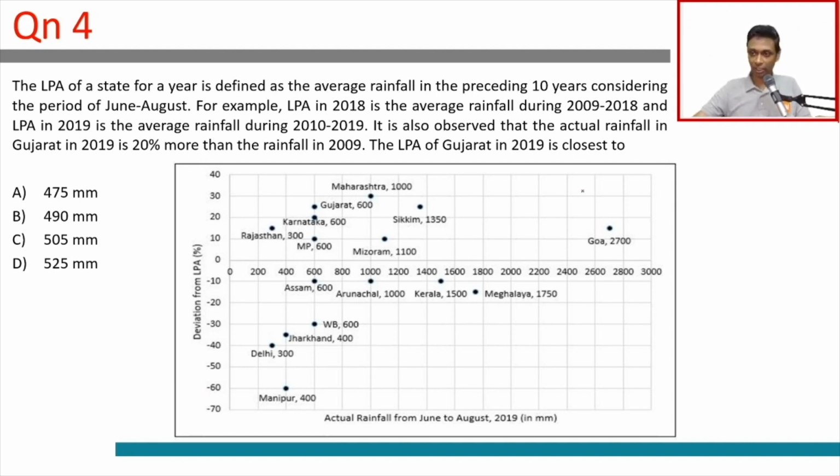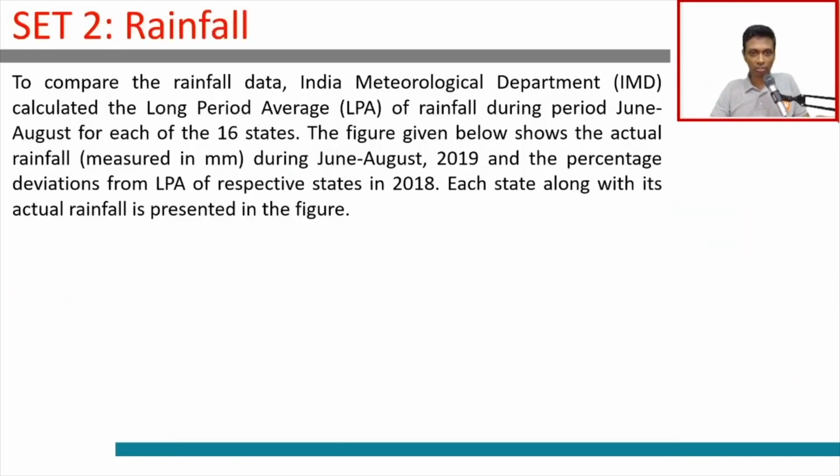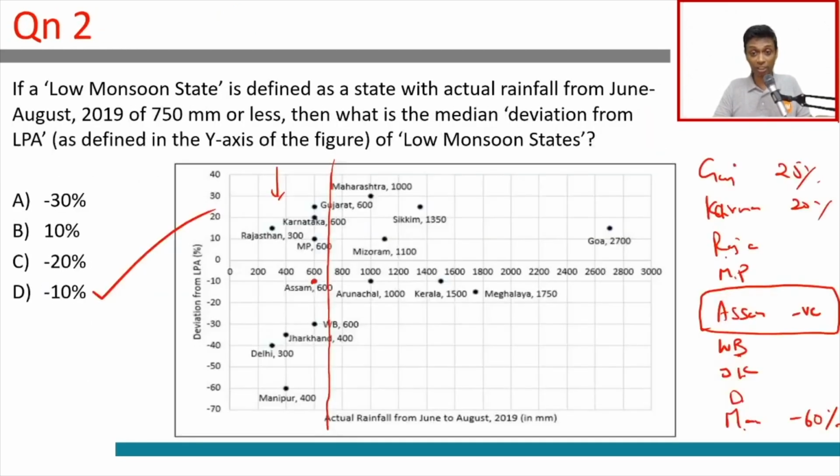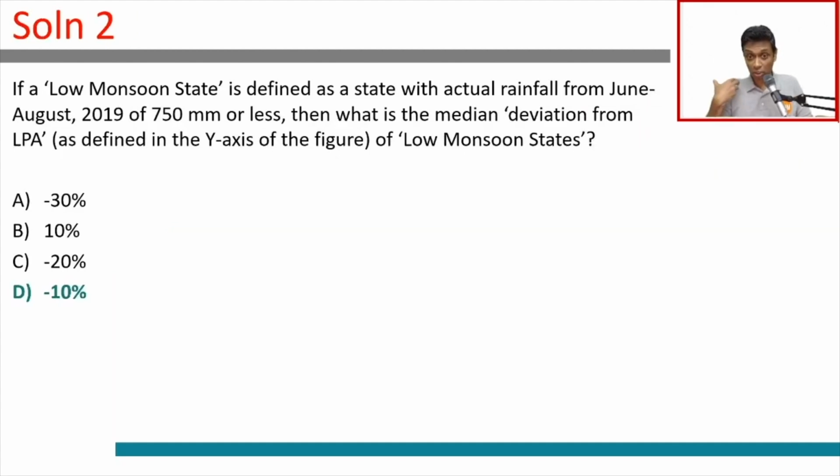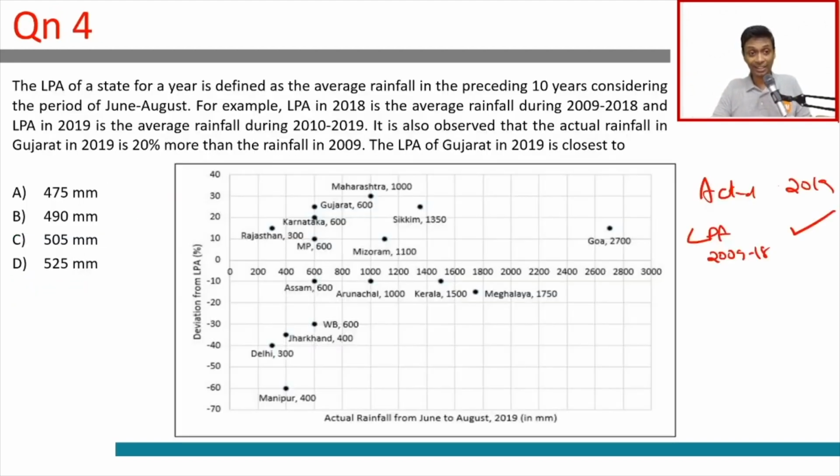Brilliant. Fine. So there is some link. There is actual that is given in 2019. We can find LPA of 2009 to 18 from here. That will give LPA in 2018. Right? That's what this question describes. You go back to the starting point. It says the deviations from LPA of respective states in 2018. So the deviation is vis-a-vis LPA till 2018. You're calculating this year's based on long-term average. That cannot include this year. So 10 years up to 2018 will provide the LPA framework for 2019. So that we can find.